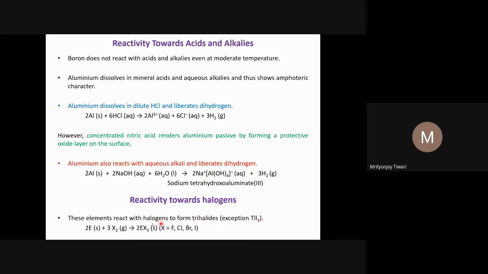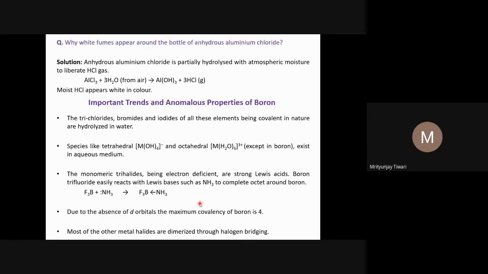So other than that, we can see the formation of this element trihalide. Suppose E is a group 13 element. When it reacts in the solid state with the halogens, 3X2, it forms 2EX3, and this is the trihalide compound of the group 13 metal. So now if the question is given, why do fumes appear around the bottle of anhydrous aluminum chloride?